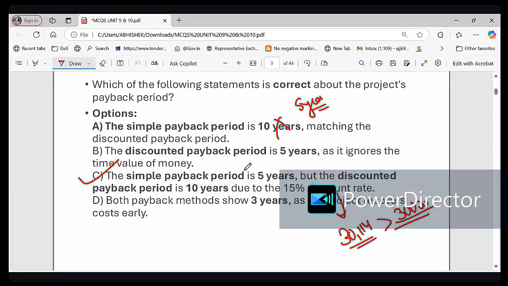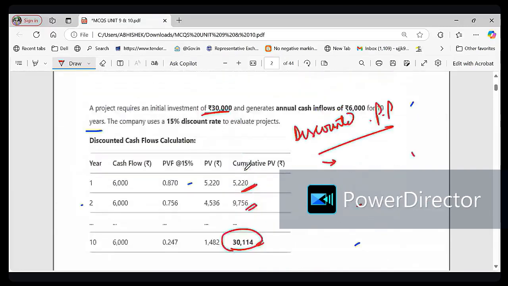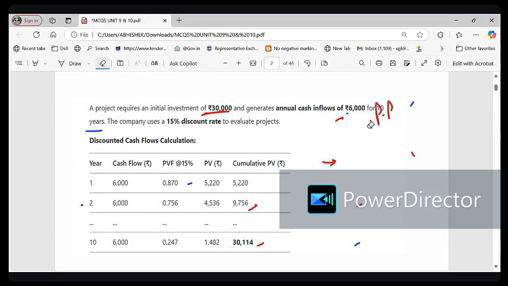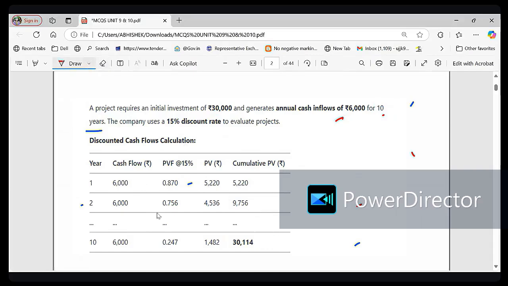So what we learn from this question is how to go about finding the discounted payback period. You have to draw this table. Remember, this table will not be given in the examination; sometimes you have to draw it yourself. I have given this just for your convenience. You will draw 5 columns: year, cash flow, PVF, PV, and cumulative PV. In the first column, you will write the year. How many years are there? 10 years. So just write 1, 2, 3, 4 till 10.